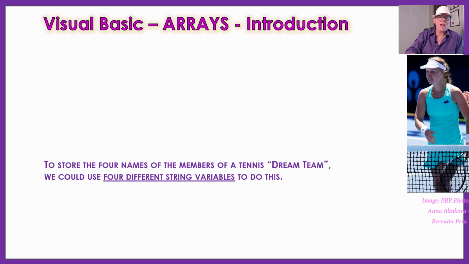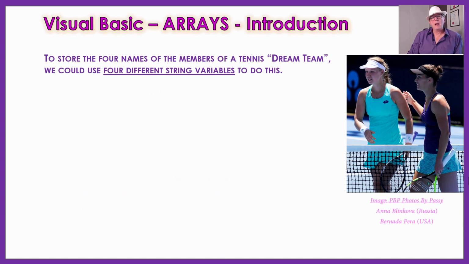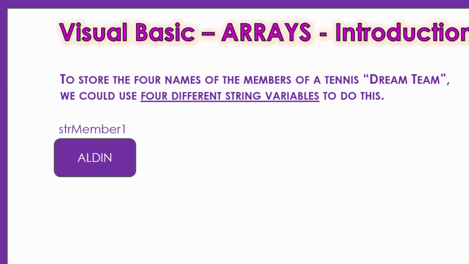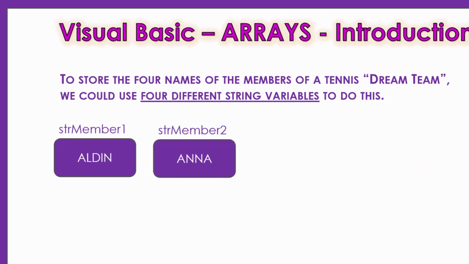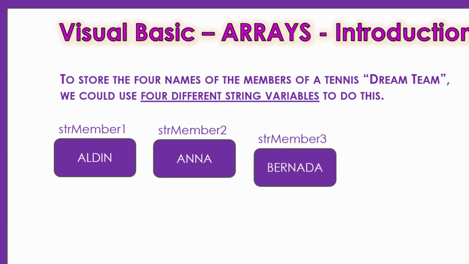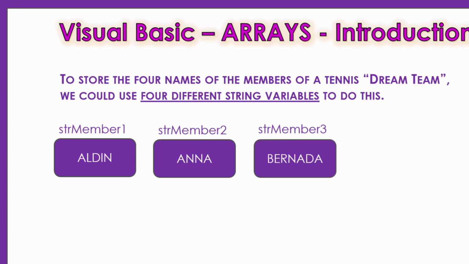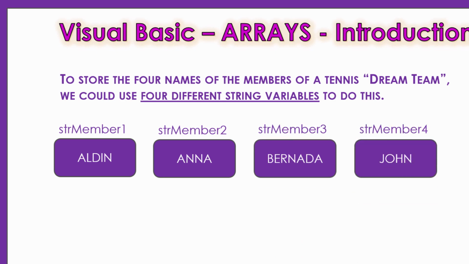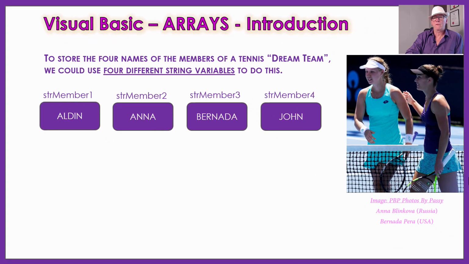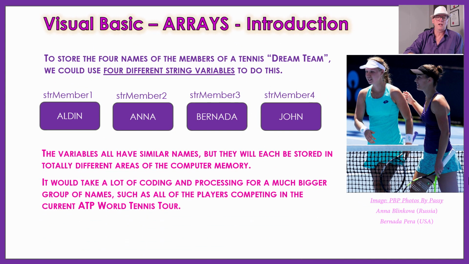Okay, so arrays. To store the 4 members of our tennis dream team, we could just use 4 different string variables. So we could set up str member 1 as Alden, str member 2 equal to Anna, str member 3 with Bernarda's name, and str member 4 for John. So we've got our 4 string variables and the names in there. The variables have all got similar names, but they're going to be stored just kind of randomly all over the place in the computer's memory, and it's going to take a lot of coding and processing.